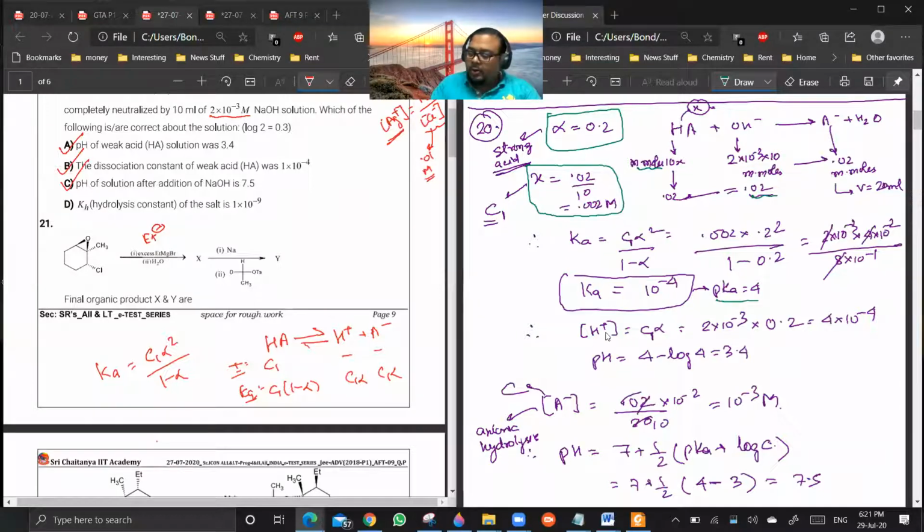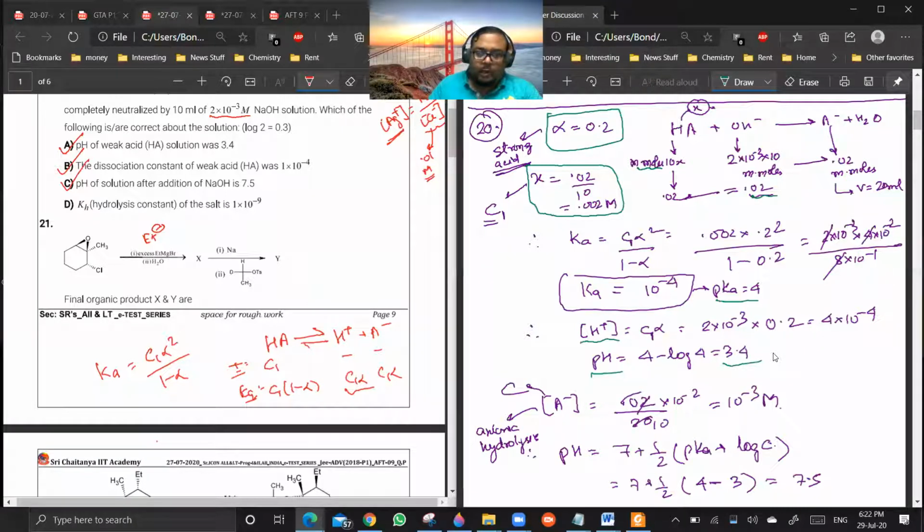So what is the concentration of H plus? It will be C1 into alpha. So C1 into alpha will be 2 into 10 power minus 3 into 0.2. It will be 4 into 10 power minus 4. So pH will be 3.4. Up to this, are you getting it?